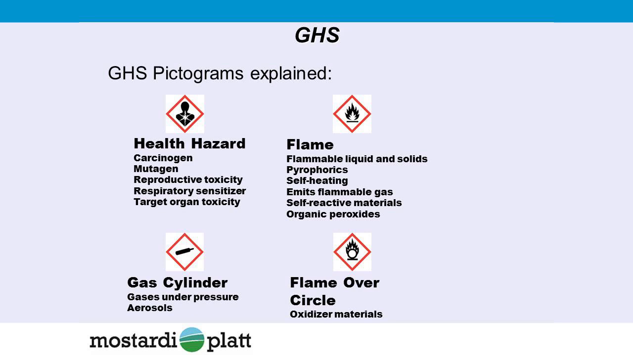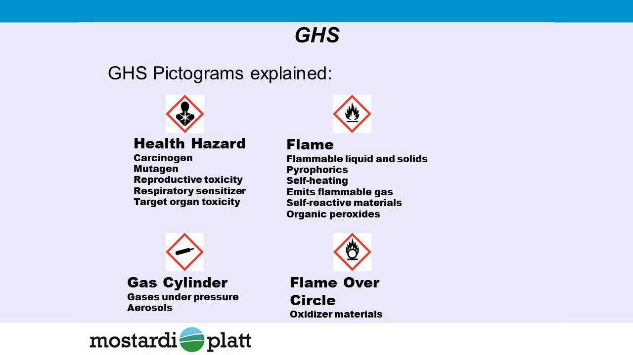Now first I want to talk about the pictograms. There are 9 different pictograms that are used in the GHS format. As the slide shows, the first one is the health hazard. Health hazards are carcinogens, materials that cause cancer, such as asbestos or silica. It also covers mutagens, reproductive toxicity, and compounds like that.